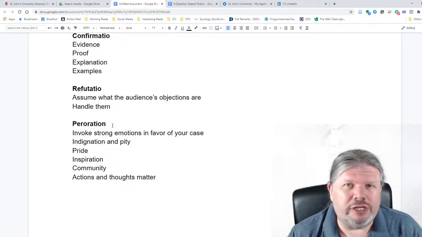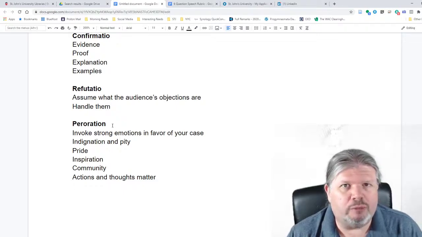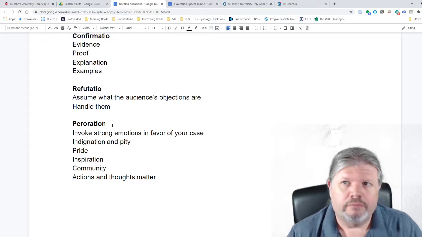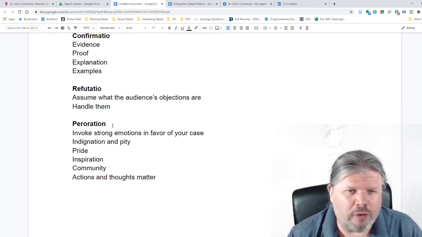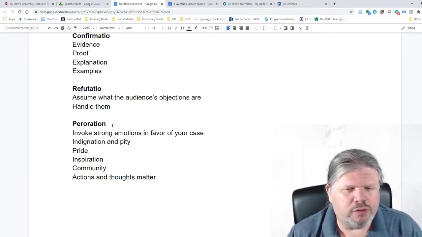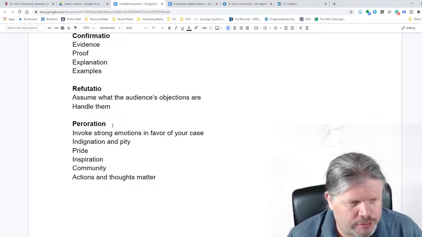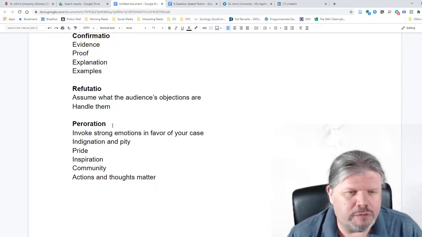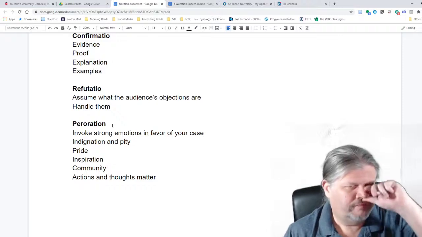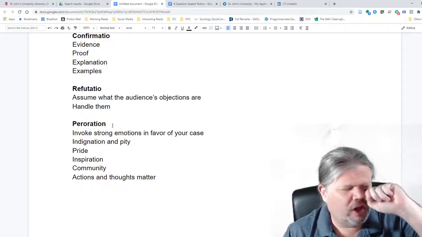How refreshing to get a passionate close to a speech about how important their actions and thoughts are. How refreshing to them. How persuasive. How much will that make them want to do or think or feel the way you'd like them to do or think or feel at the end of the speech? Think about that. Think about the power of community. We're all in this together.